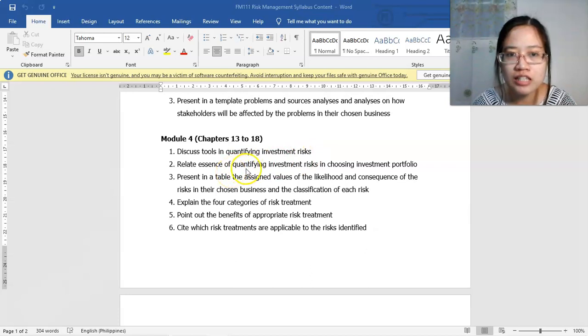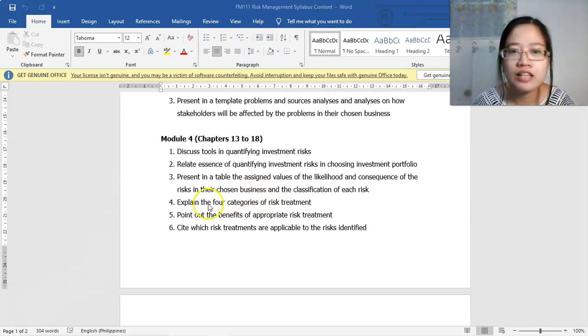Tapos, madidiscuss din essence of quantifying investment risk in choosing investment portfolio, present in a table the assigned values of the likelihood and consequence of the risk in the chosen business, and classification of each risk. Okay, so you have your classification dito yung sa process ng risk management, and then ipapakita din in a way yung process na how you put certain values on the different types of risk, ano ba yung probability, ano yung likelihood, or ano yung frequency and impact nila.